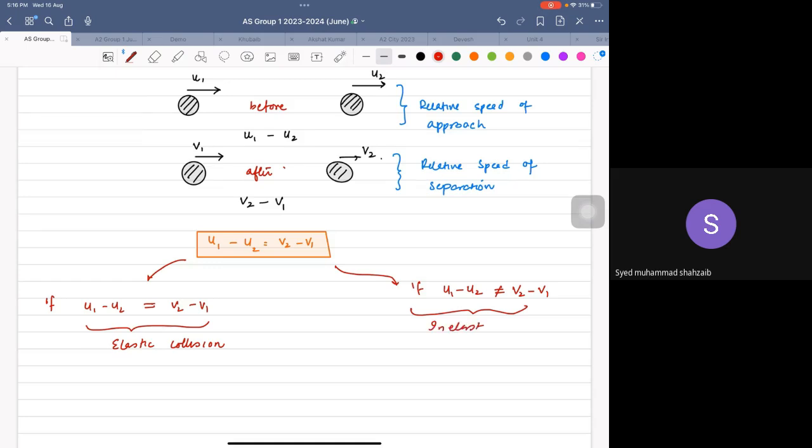Like I said yesterday, elastic and inelastic means that the total kinetic energy before and after is not the same. Please write this. And if you have any questions, let me know as well.